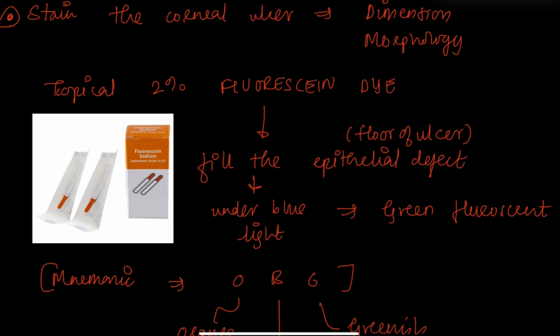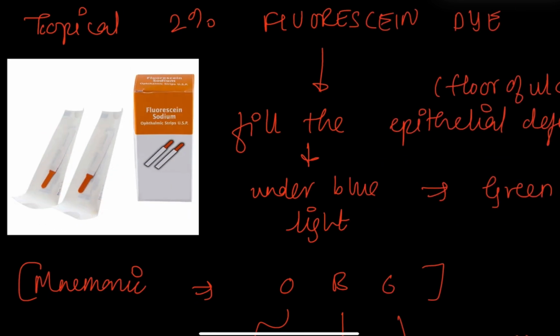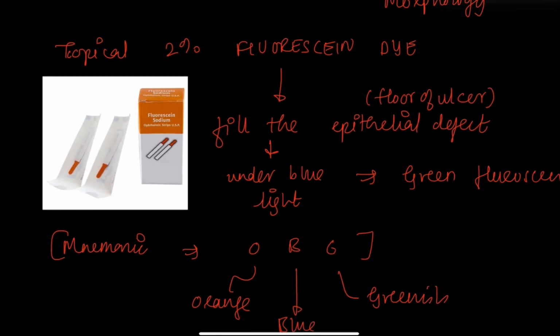To stain it, we use topical 2% fluorescein dye. This tube looks like this: it has an orange-colored pointed end. This is applied in the eye and the patient is asked to blink. This fluorescent dye will fill the epithelial defect. What do we mean by filling the epithelial defect? It basically recognizes the floor of the ulcer.